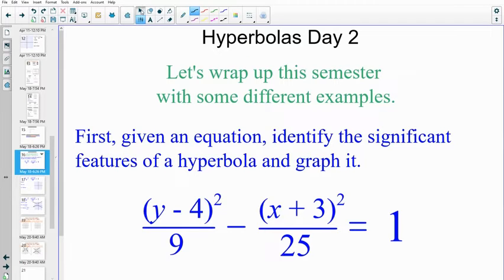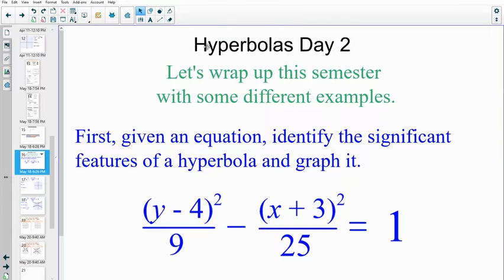Today, we're going to finish up with hyperbolas. We're going to finish up with the last topic of the semester. And then we will have next week to get you guys ready for the test that will be 1 week from today on Friday. So here we go.